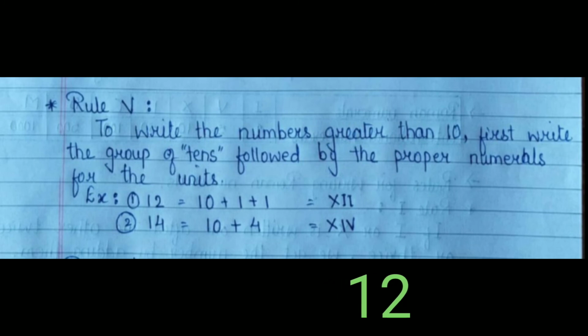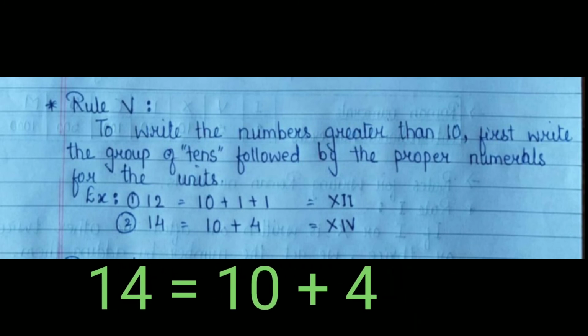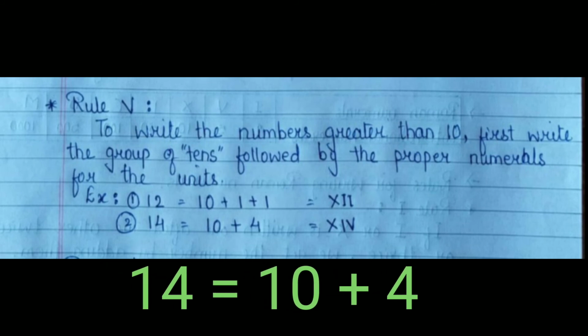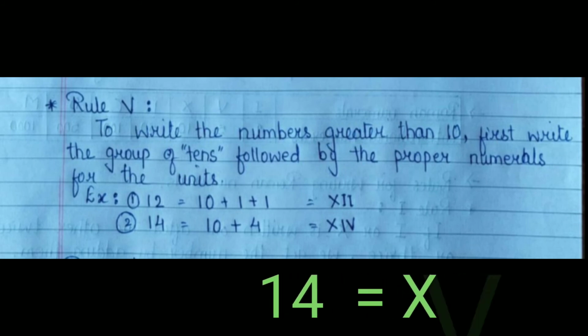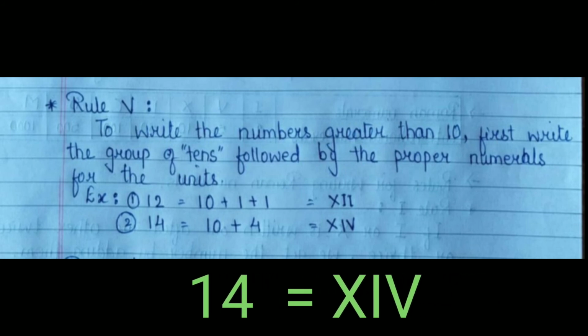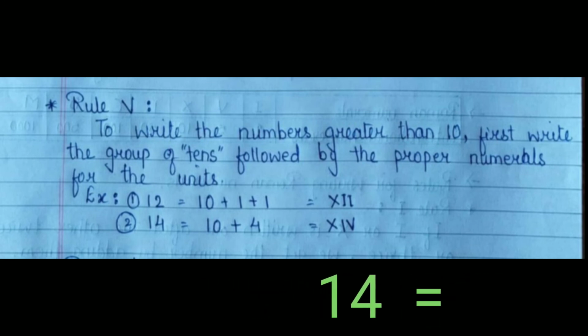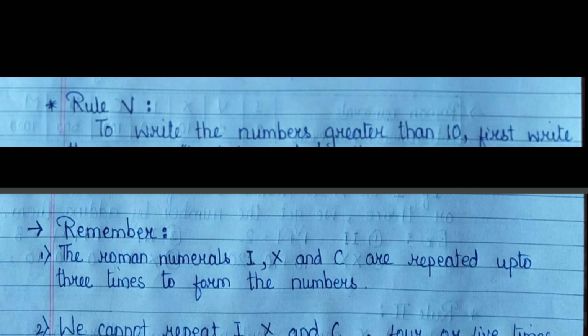Next example, 14, and 14 is equal to 10 plus 4. Symbol for 10 is X and symbol for 4 is IV. So, 14 is written as XIV. I hope you have understood all the 5 rules. You must learn the 5 rules in order to form Roman numerals.